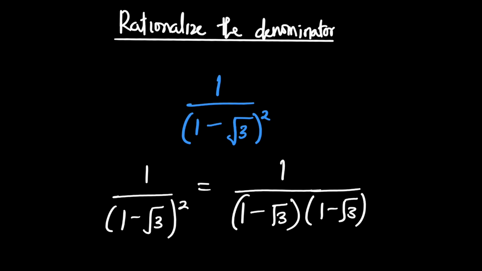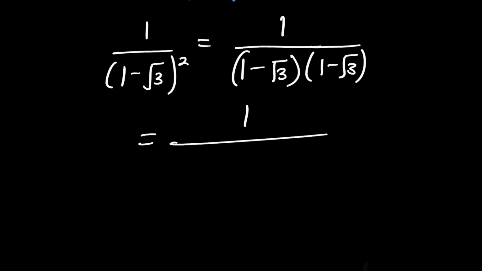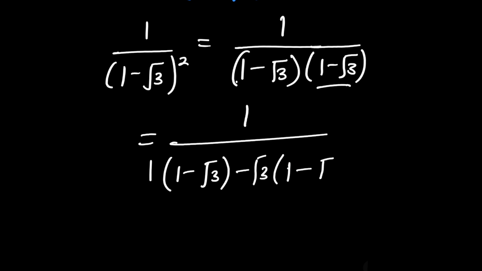So now we can expand the bracket. This is going to be 1 all over... I'm going to take this and multiply that, and after that, we take this and multiply that. So we are going to have 1 multiplied by the whole of that, which is 1 minus square root of 3, and then minus root 3 into bracket 1 minus square root of 3.